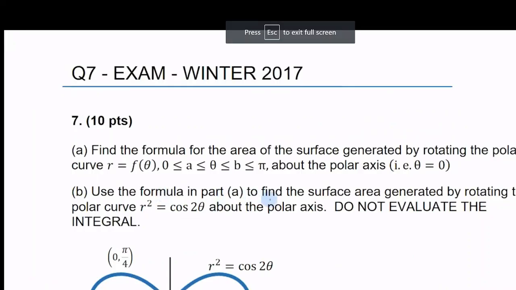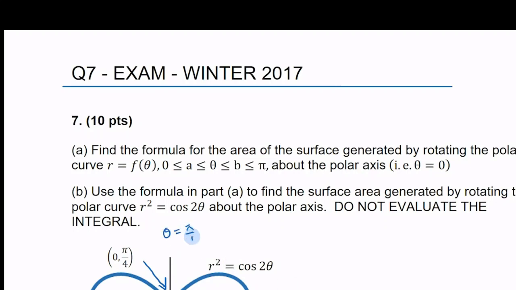Use the formula in part A to find the surface area generated by rotating the polar curve about the polar axis, and do not evaluate the integral. So they've told us that we have 0 to pi over 4 here, and there's an arrow missing, but it was pointing to this point of intersection here. So if this is theta equals 0, this point of intersection here is theta equals pi over 4.